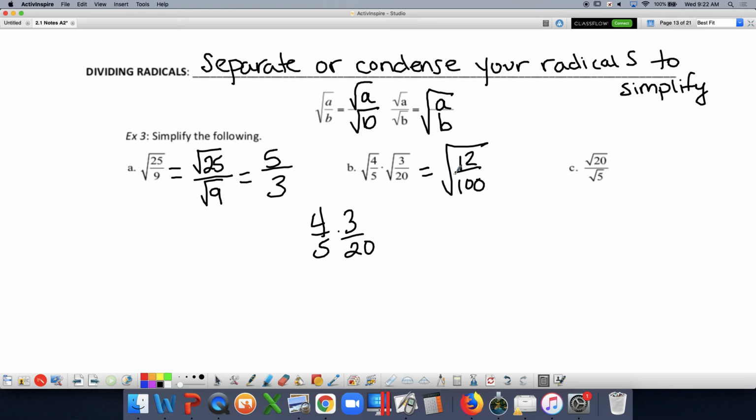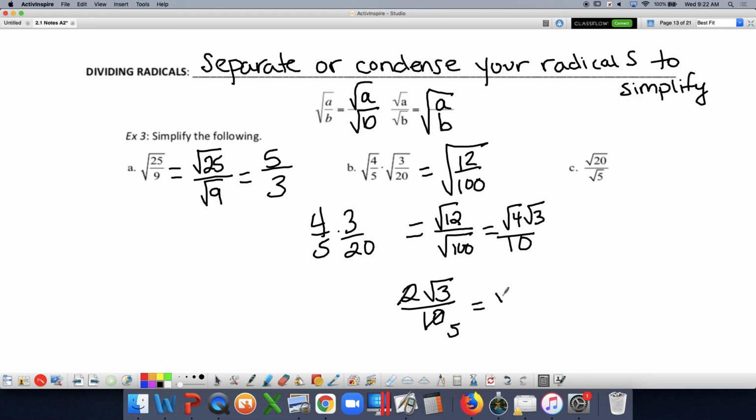So I have now the square root of 12 over 100. I am going to separate that out to the square root of 12 over the square root of 100. I get 10 on the bottom. I have a square root of 4 times the square root of 3 up top. 2 square root of 3 over 10. Maybe this wasn't the shortest way. You can shorten the 4 immediately. I get the square root of 3 over 5.